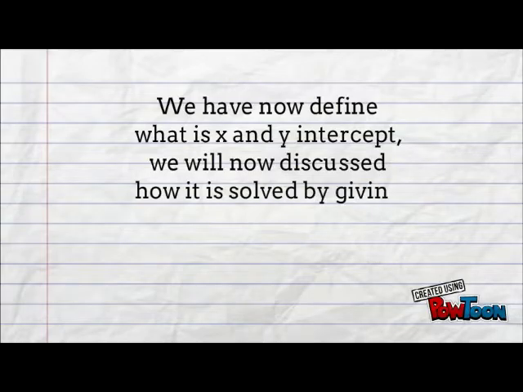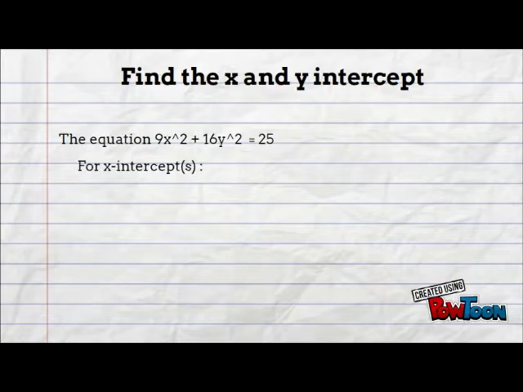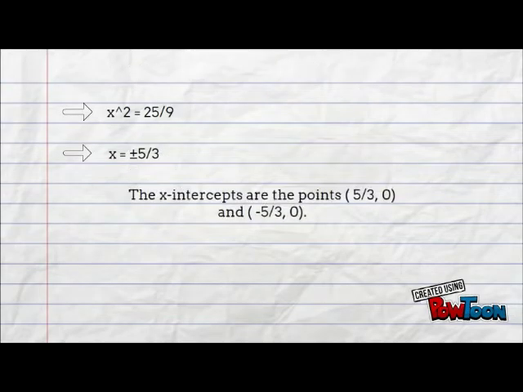We will now discuss how it is solved by giving you some examples. Example, find the x and y intercept of the equation 9x squared plus 16y squared equals 25. For finding the x-intercept, substitute y by 0. What we have now is 9x squared equals 25, since multiplying a number by 0 is 0. Dividing both sides by 9, we get x squared equals 25 over 9. Then x is equal to plus or minus 5 over 3. Then the x-intercepts are the points 5 over 3, 0, and negative 5 over 3, comma 0.